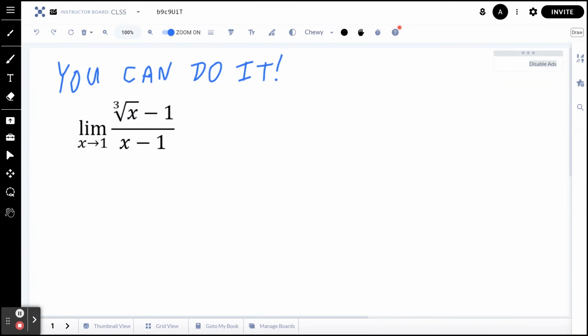Hi everyone, let's take a look at the following limit. Find the limit of the cube root of x minus 1, divided by x minus 1, as x approaches 1.